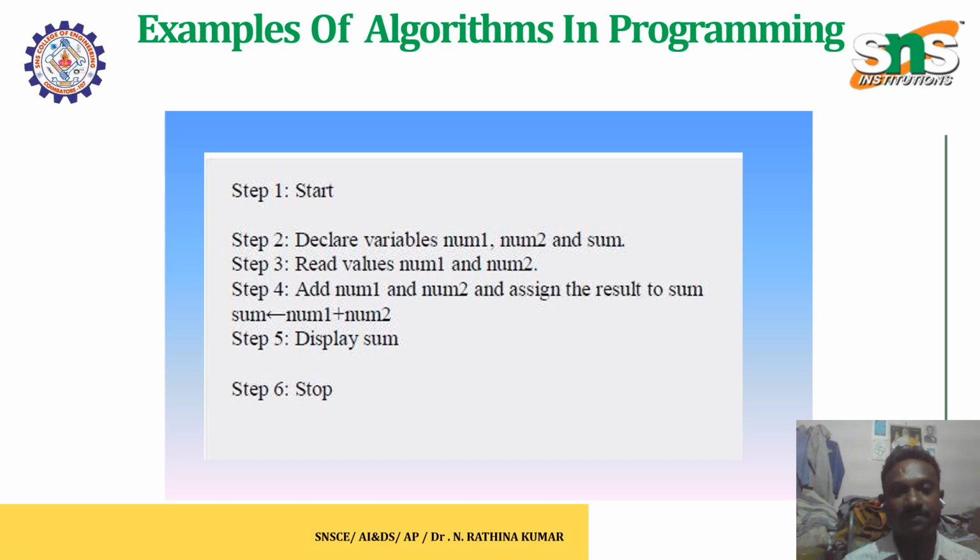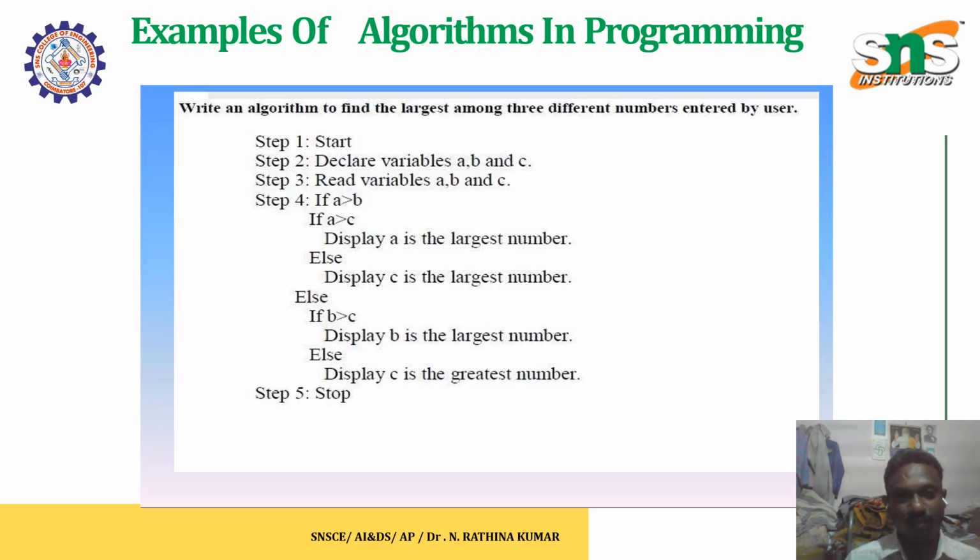Step 3 is we read the values stored in num1 and num2. Step 4 is we add the value stored in num1 with the value stored in num2, and the result is stored in sum. Then display the sum, then stop the program. That's all. For one more example, first I'm going to read the question, then we can see how to write an algorithm for this given problem.